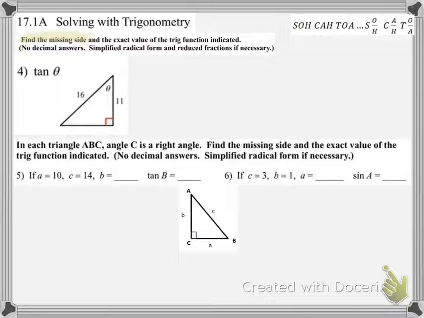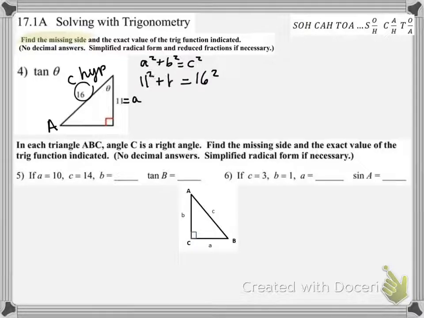When you have a right triangle and you know two sides, the easiest way to find the missing side is Pythagorean theorem. We're going to go a squared plus b squared equals c squared. It doesn't really matter which ones we call a and b, but the c is always your hypotenuse. So this will be 16 squared. And the others, if I call this angle A, that's going to be my A side. So 11 squared, B squared. Use your calculator if you need to.